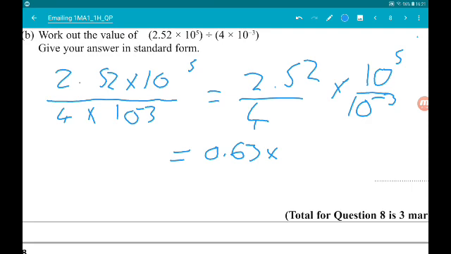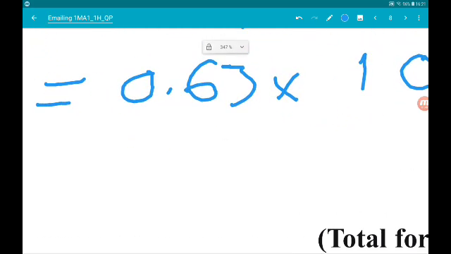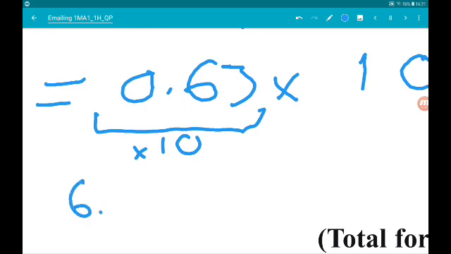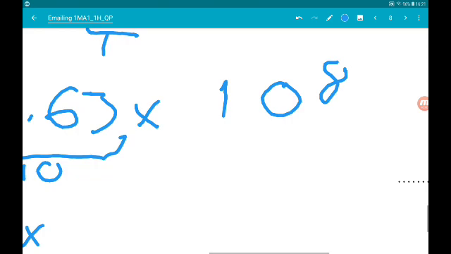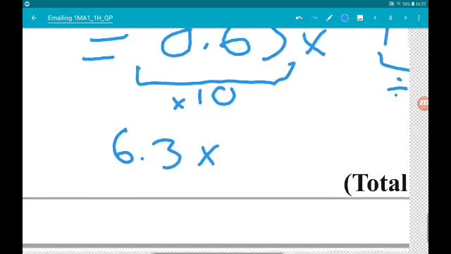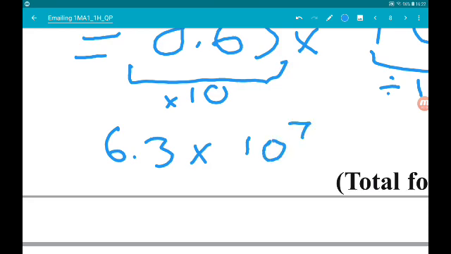Now, 10 to the 5 over 10 to the minus 3, in terms of the indices, we are doing a division, so we get 10 to the power 5 minus 3. So that's 10 to the power of 8. Now that is almost there, except with standard form, you are not allowed a 0 up front. So, what we need to do is multiply 0.63 by 10 to get 6.3. Now to cancel that out, we divide 10 to the 8 by 10. So we get 6.3 times 10 to the 7. Cool.